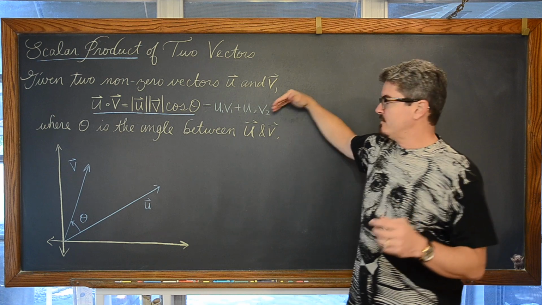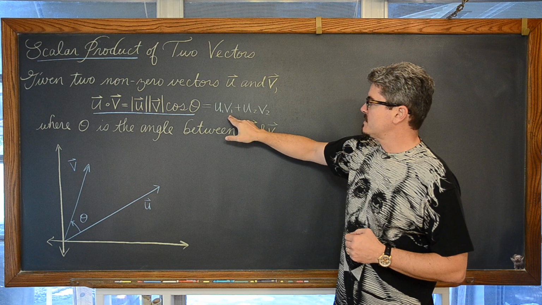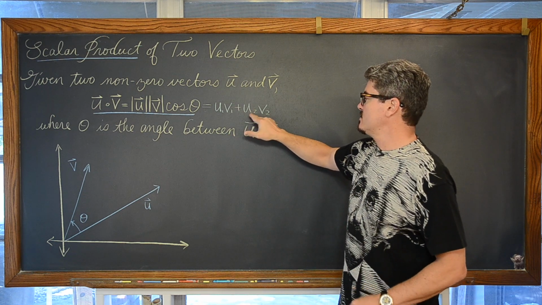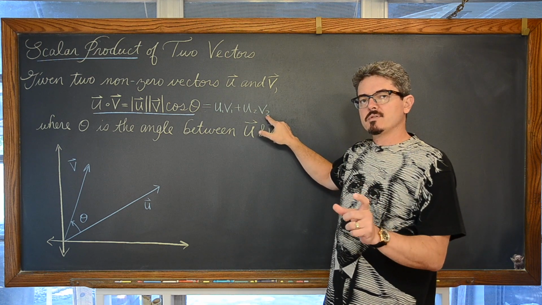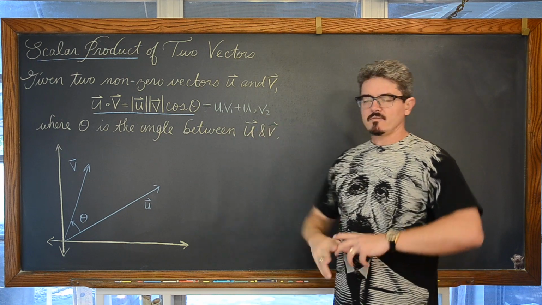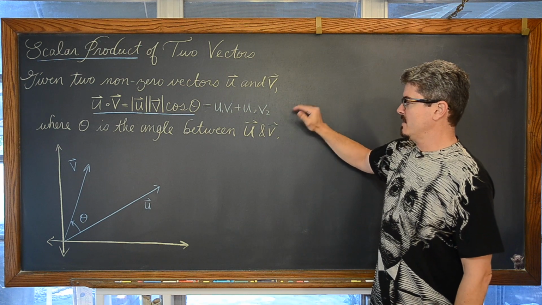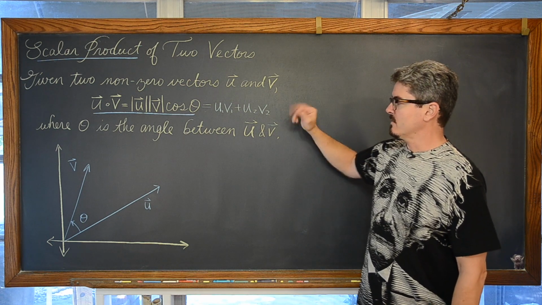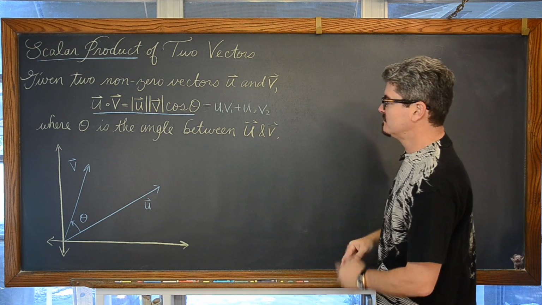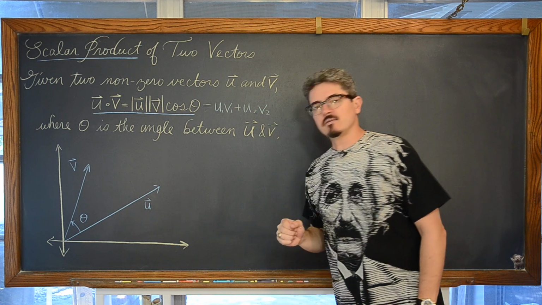The algebraic definition, if you have each of these vectors in component form, is u sub 1 times v sub 1, the horizontal components of each vector, plus u sub 2 times v sub 2, the vertical components, or the components in the direction of the x-axis and the y-axis. If you have a three-dimensional vector, you just extend this to plus u sub 3 times v sub 3, the components along the z-axis. And theta is the angle between vector u and vector v.